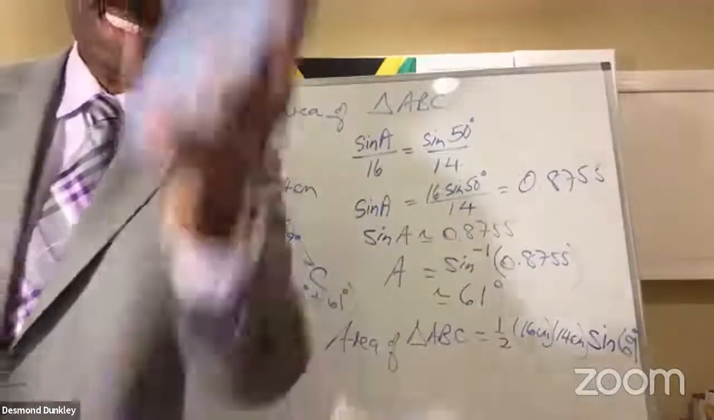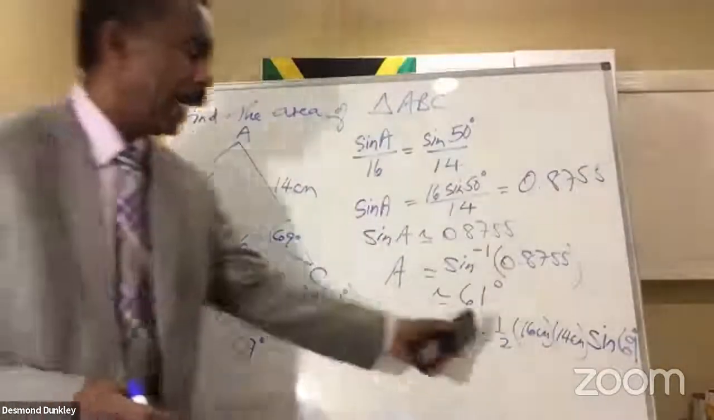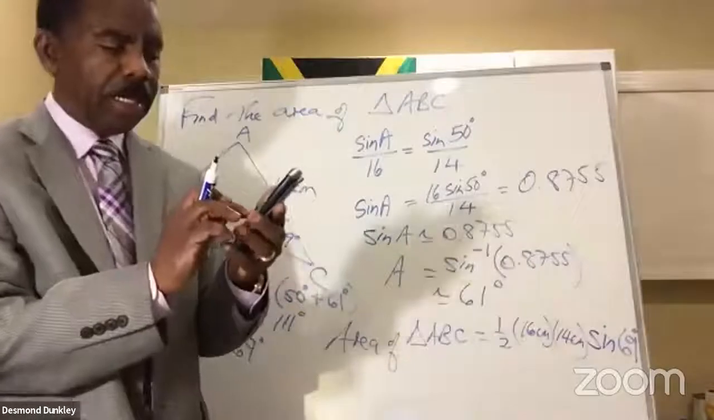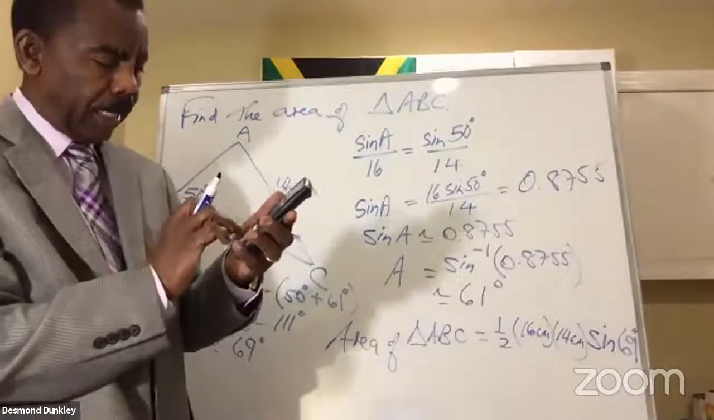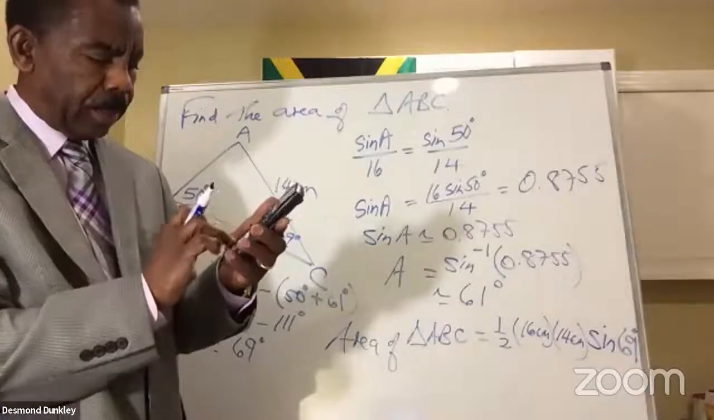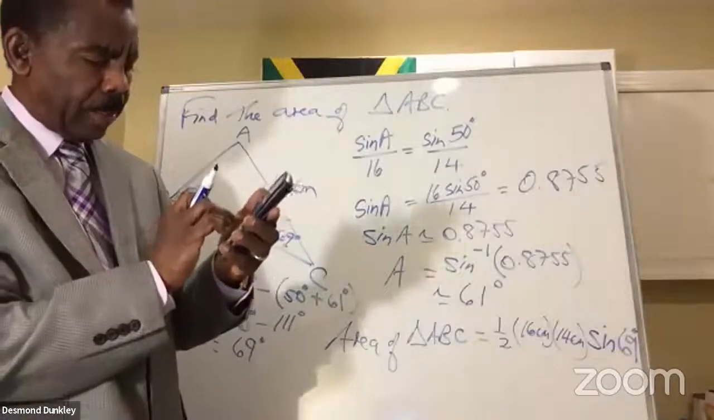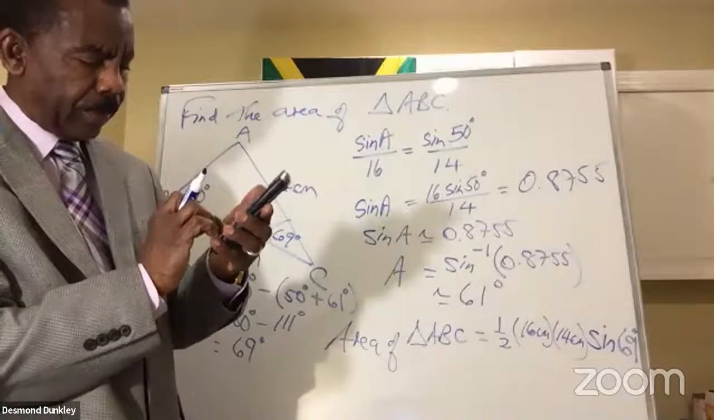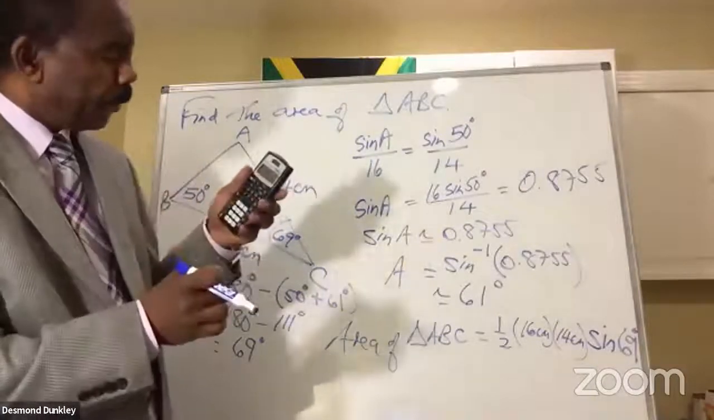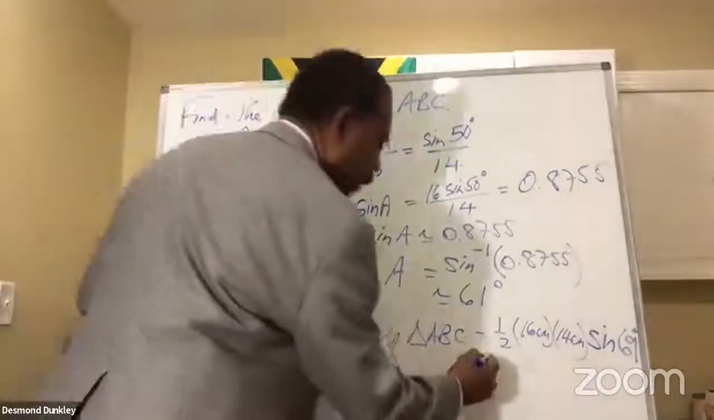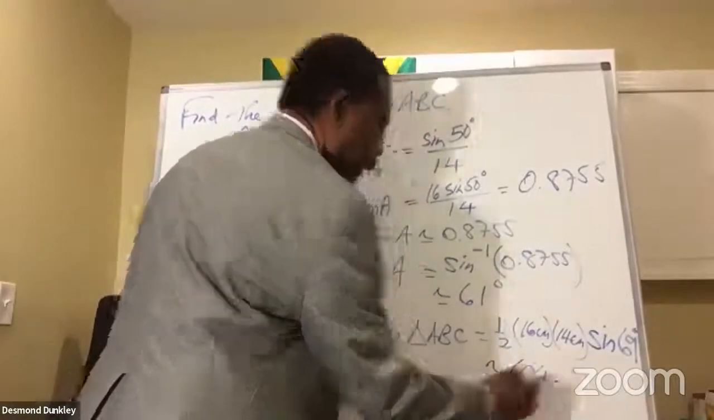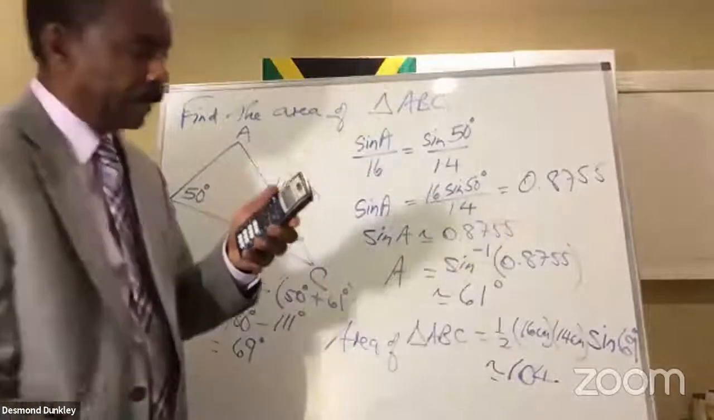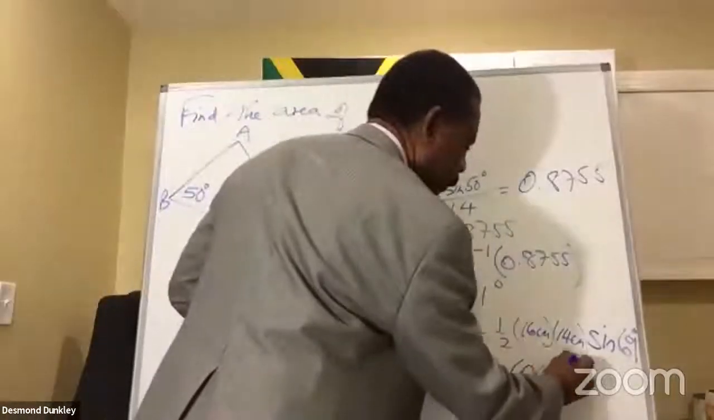And all I have to do is take the calculator in hand. 1/2 times 16 is 8. And then it's 8 times 14, which is 112. So it's 8 times 14 times sine of 69 degrees. That gives us a grand total of approximately 104.56 square centimeters.